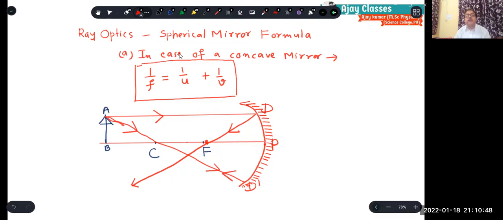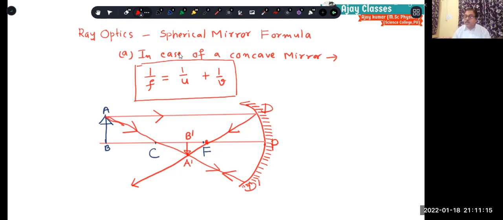So we get the inverted image A dash B dash in between C and F. Now this is the situation of reflection of light through the concave mirror, and with the help of such diagram we will prove how 1 upon f is related to the 1 upon u added to 1 upon v.